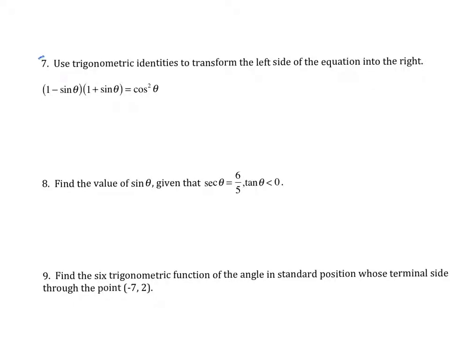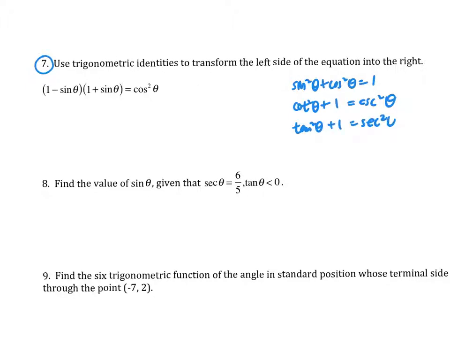Number 7 says use trig identities to transform the left side of the equation into the right. With these types of problems, you want to remember the different identities, including sine squared plus cosine squared equals 1. There's also the tangent and secant ones. These are like the harder ones to remember.